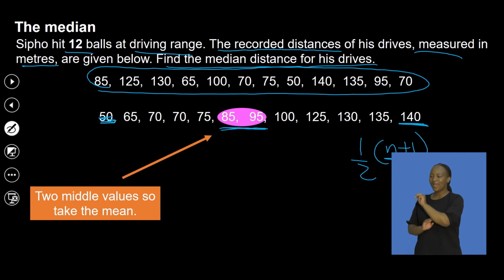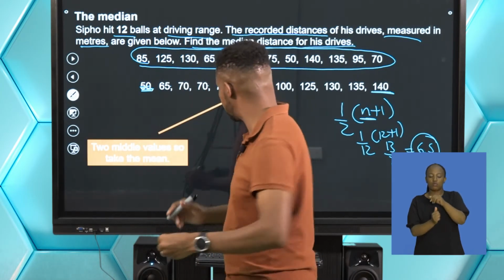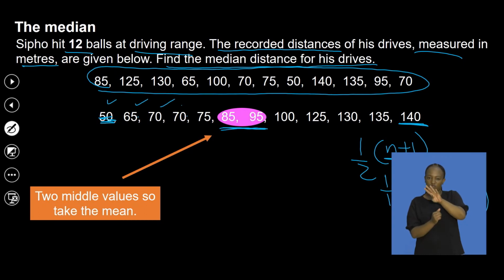What is n? n is 12. Okay, are we together? So this is a half times 12 plus 1, which is 13 over 2. So let's look at it: 1, 2, 3, 4, 5, 6. So 13 over 2 should give us 6.5. Okay, so 6.5 means position 6.5 is the position of the median. Then we count: 1, 2, 3, 4, 5, 6. 6.5 is between there.